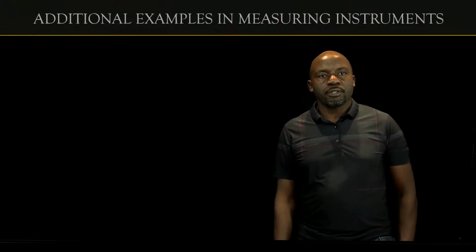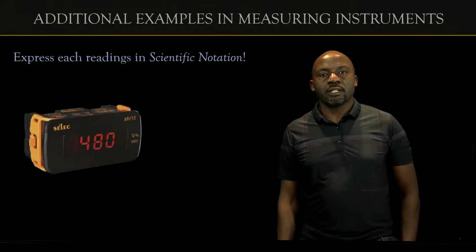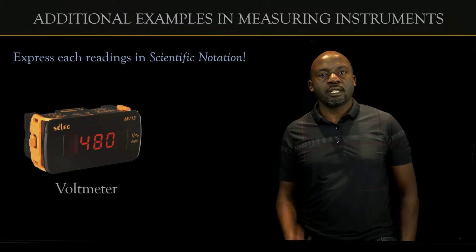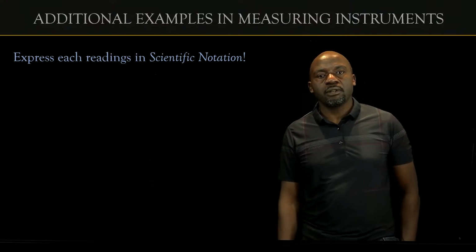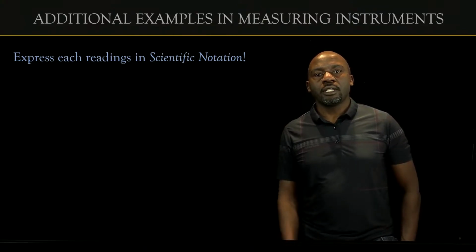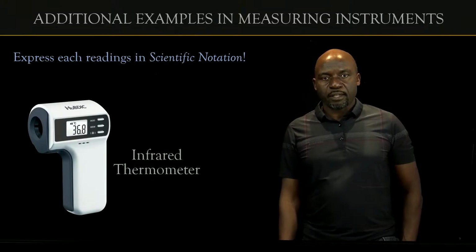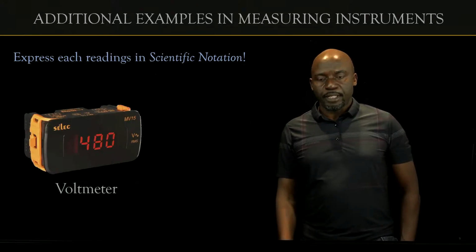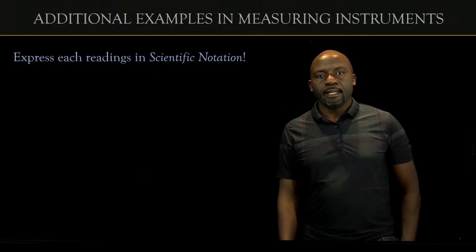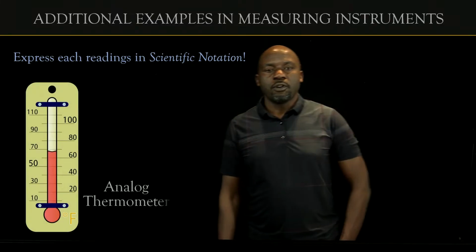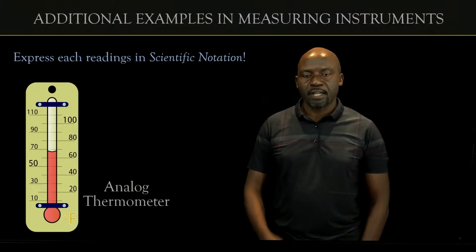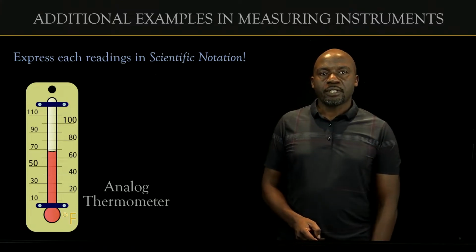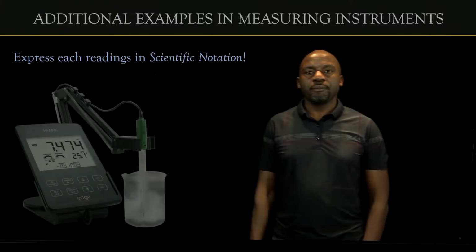So additional examples in measuring instruments, I think we've done this. All right, so if you haven't looked at these questions, please look at them and express these numbers in scientific notation. I already shared this in video number 4, but in case you have not watched that one, you can still do this here. This is an infrared thermometer. That is a voltmeter. Next is an analog thermometer. This reading is about 68. You could say 67. It's up to you. Doesn't really matter. Express the value in scientific notation.